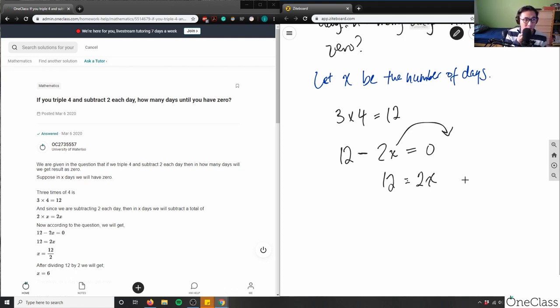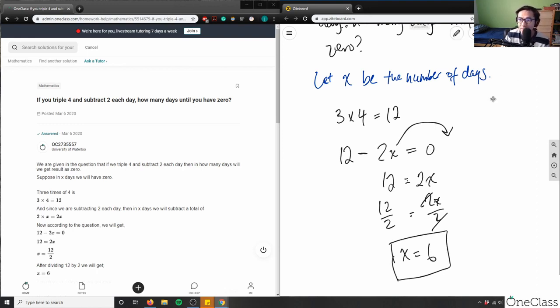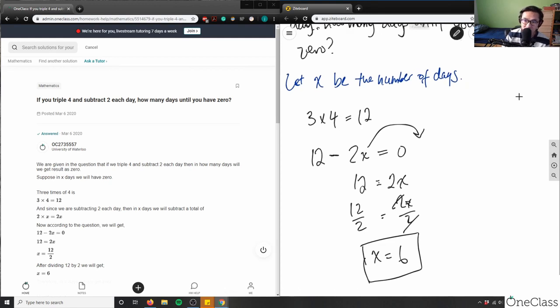Then I have 2x here, and I want to get x alone by itself, and it's 2 times x. So I'm going to do the opposite operation and divide both sides by 2, which means 12 divided by 2 equals, and then 2x divided by 2, these two just cancel out. So I'm just left with x equals 12 divided by 2, which is 6. So that's going to be our answer.